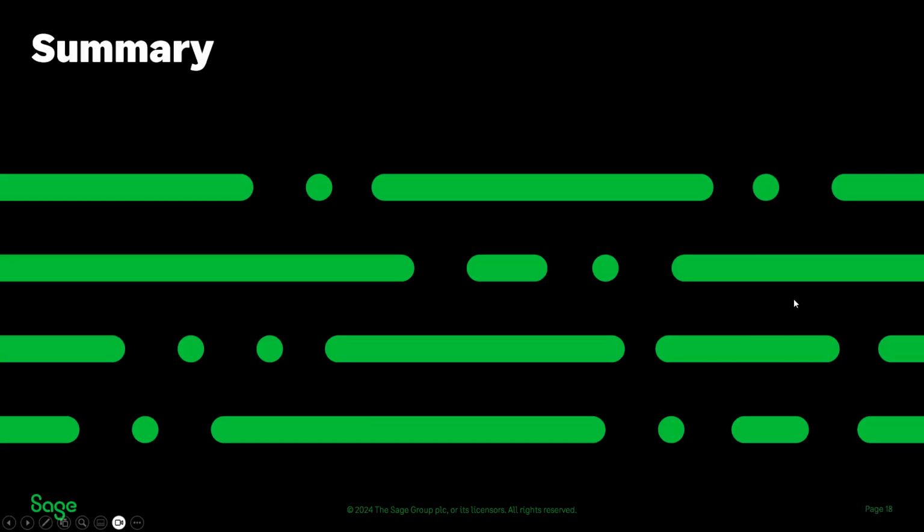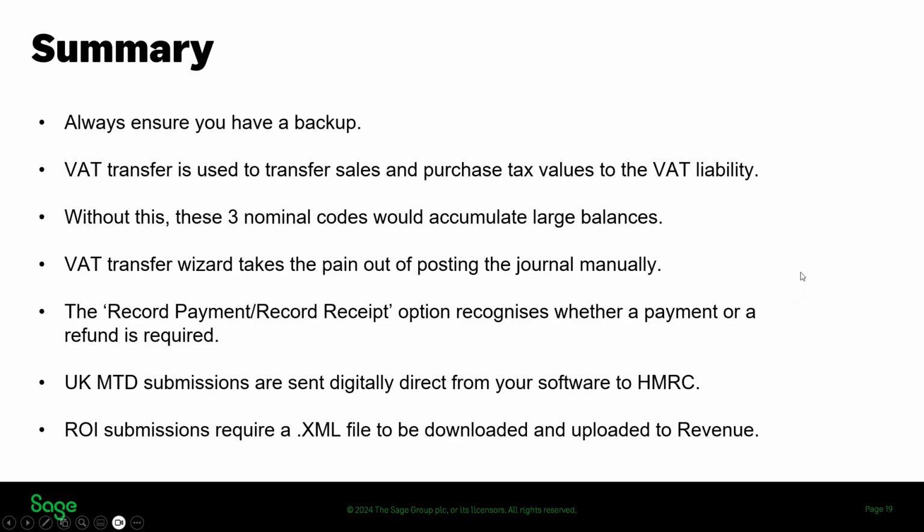Okay, so I'm going to do a quick summary, and then I'm just going to pick up a couple of questions there. So first of all, before you do your VAT return, make sure you've got a backup. If anything goes wrong, the best way to undo it, or the only way to undo it, is to restore a backup. Remember that VAT transfer is used to transfer your sales and purchase tax values to the VAT liability. If you don't do this, it just means that some of your codes are going to start to accumulate really large balances and might start to look a little bit odd compared to your other nominal codes.